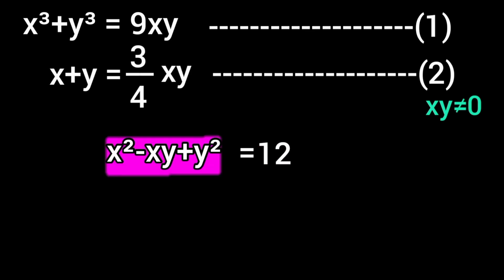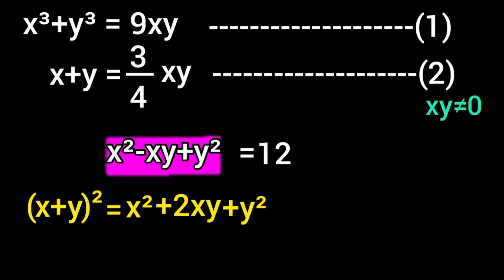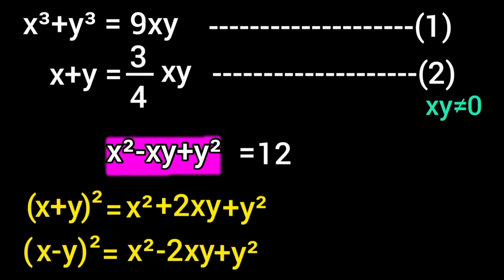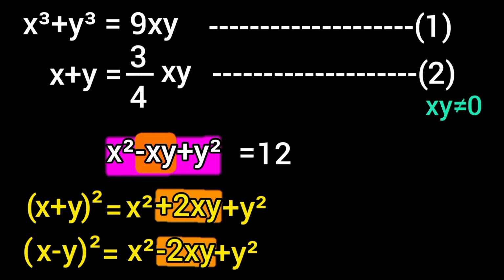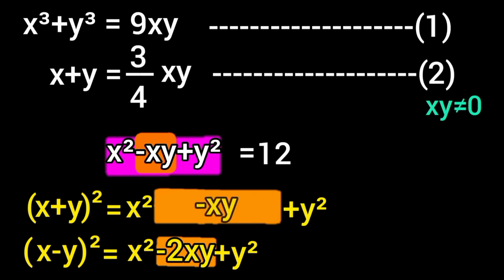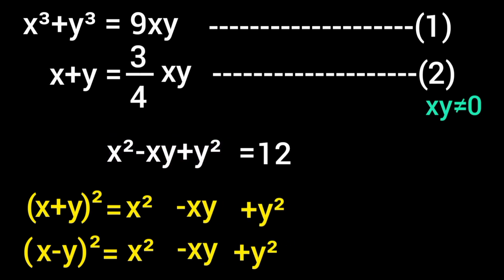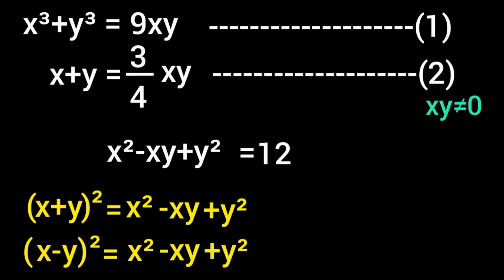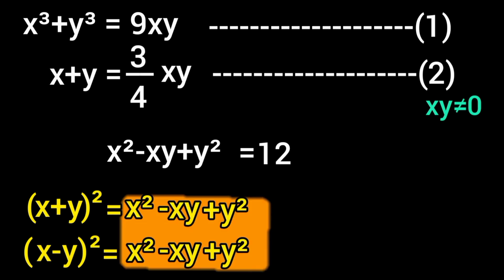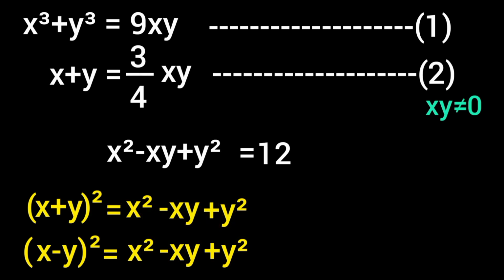But as for this part, it looks like the expansion of the quantity x plus y squared or the quantity x minus y squared. The only difference is in the middle term, and we can take care of that by subtracting 3xy here, because 2xy minus 3xy is minus xy, or we can add xy here instead because minus 2xy plus xy is minus xy. Of course, since we introduced minus 3xy and plus xy in the right hand side of these two equations, then we'll have to balance it out by introducing the same things in the left hand side as well.